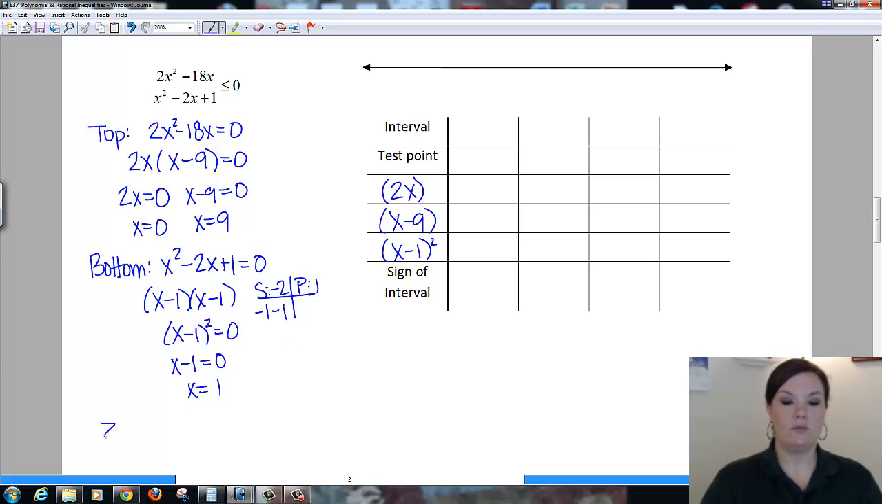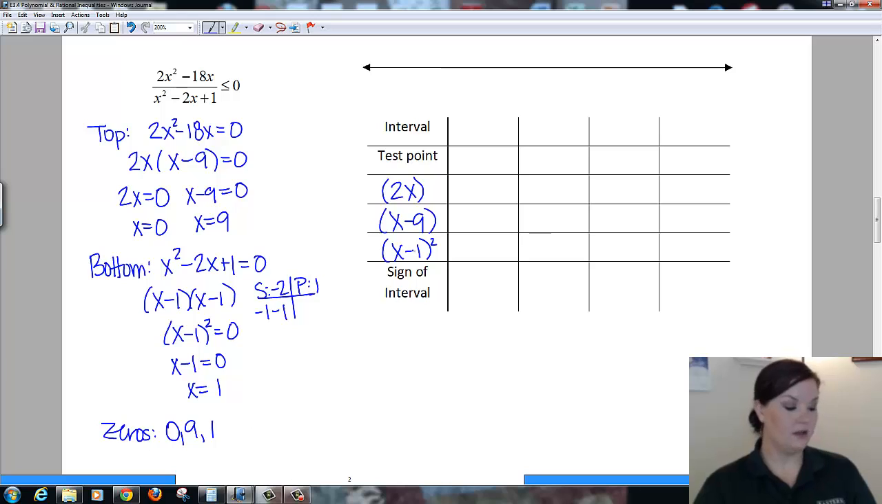Okay, so I'm going to go ahead and write out all my zeros. The zeros I got from the top were 0 and 9, and the 0 I got from the bottom was 1. So I'm going to go ahead and put my zeros up here. So 0 comes first, and then 1, and then 9. So my interval before I get to 0 would be negative infinity to 0.